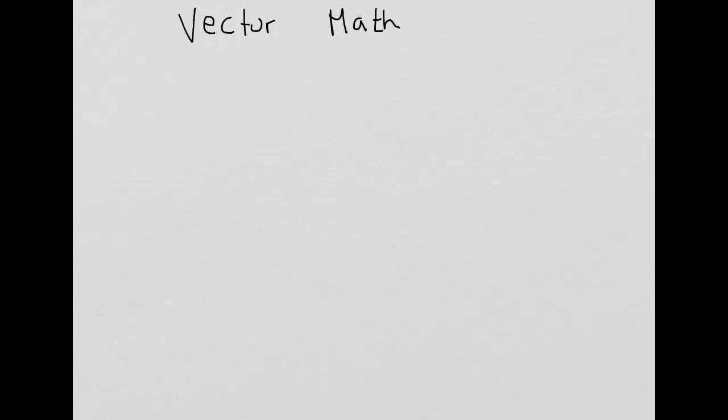For example, weight is a scalar or mass is a scalar. I could say, 4 kilograms plus 5 kilograms is 9 kilograms. But if I want to add vectors, which consider both magnitude and direction, it's a little bit more complicated.